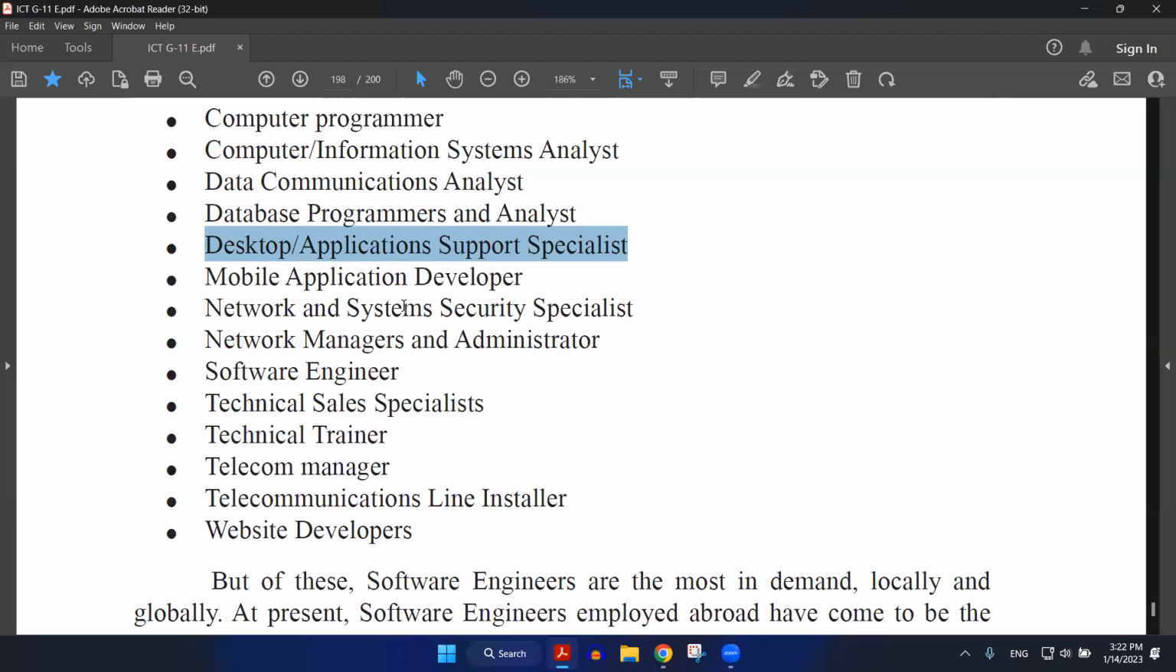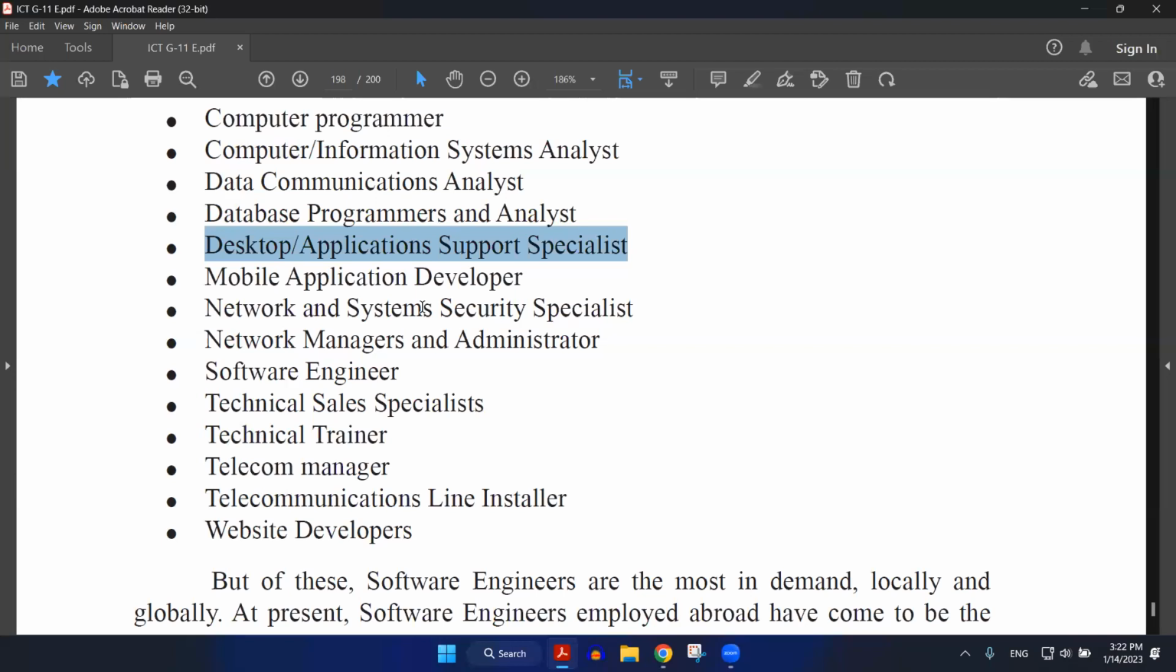And there are people who take care of network security and who manage and administrate the network, called network managers and administrators. The person who has a sound knowledge about the internal structure of a system, we call them software engineers. As well as there are technical sales specialists who are going to sell ICT products to others, and technical trainers. Everyone starts as a trainer when it comes to the industry, and later develops the skill, right?